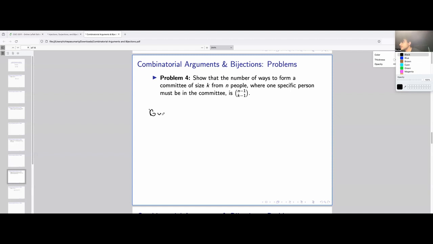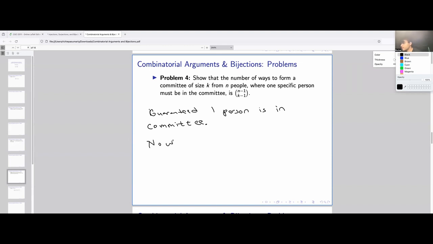So I'll just say: guaranteed, one person is in the committee. Okay, now at this point, I have to choose the other people in the committee, right? And how many people do I have to choose from? Those are 2 things to think about.